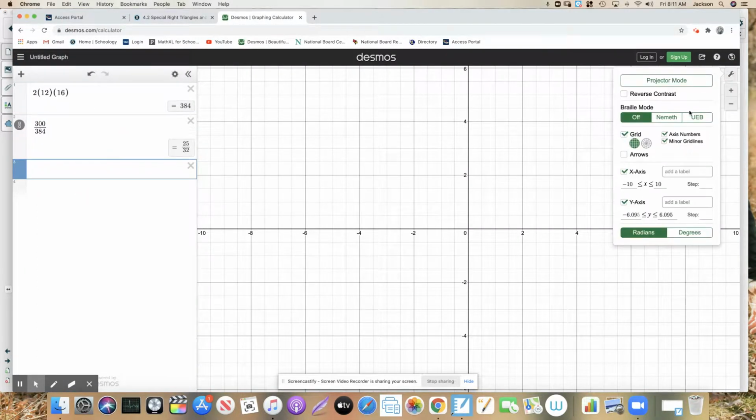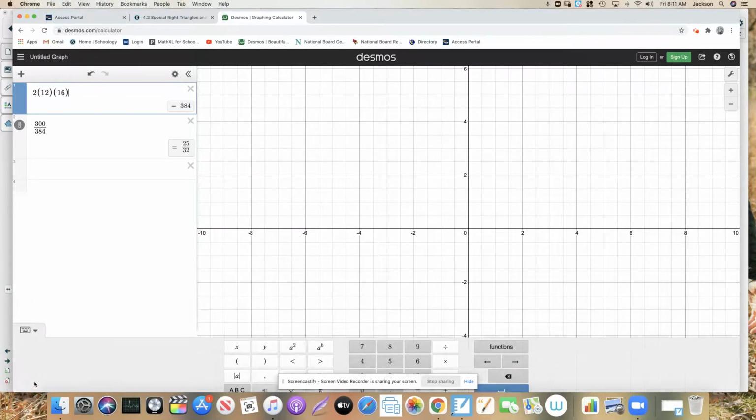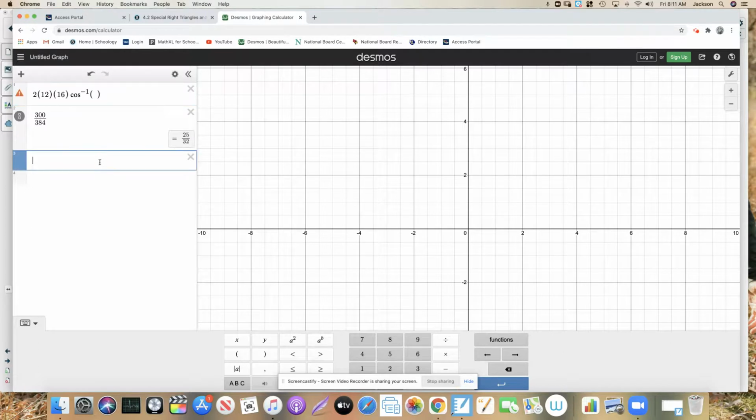We're dealing with triangles. Angles in triangles are most typically measured in degrees, not radians. So you want to come over here to the wrench and convert your mode in your calculator to degree mode. Under the functions tab, we have all of our trigonometric functions here. We're taking the inverse cosine of 25 over 32. We'll call that 38.625.